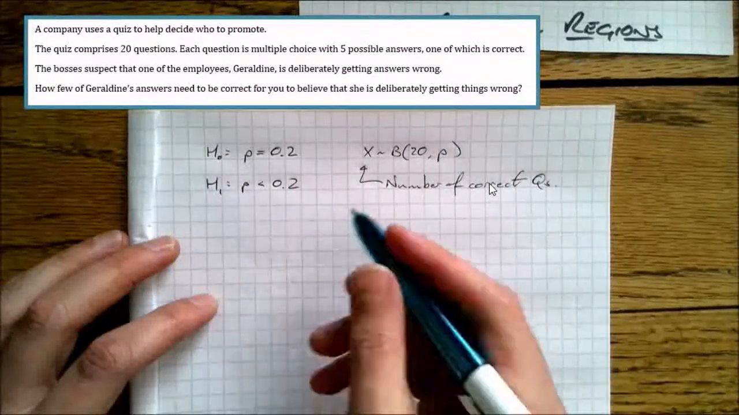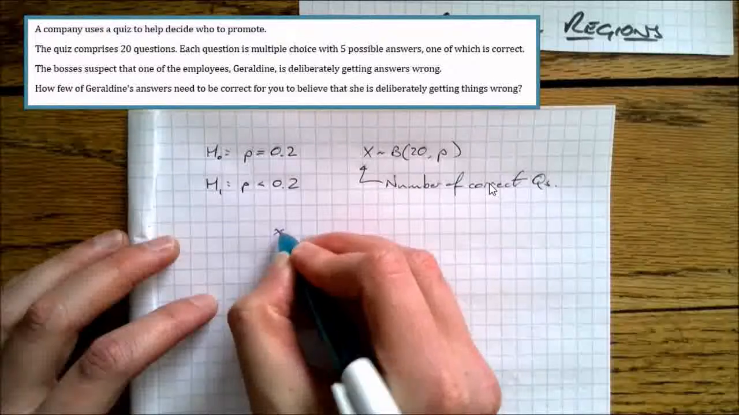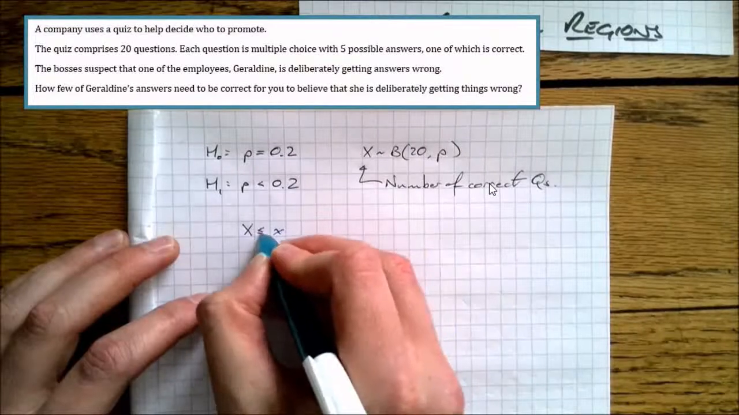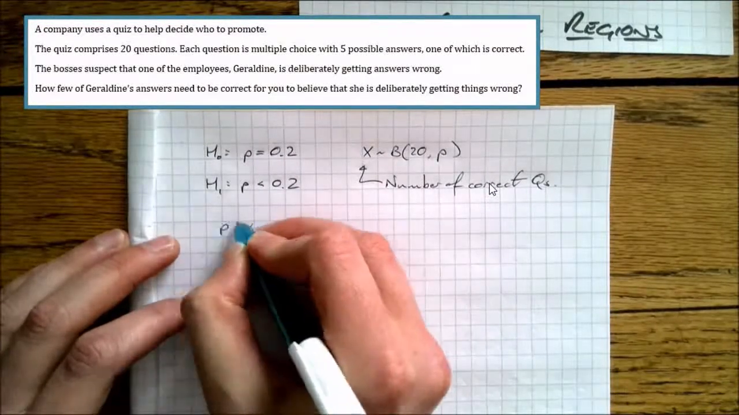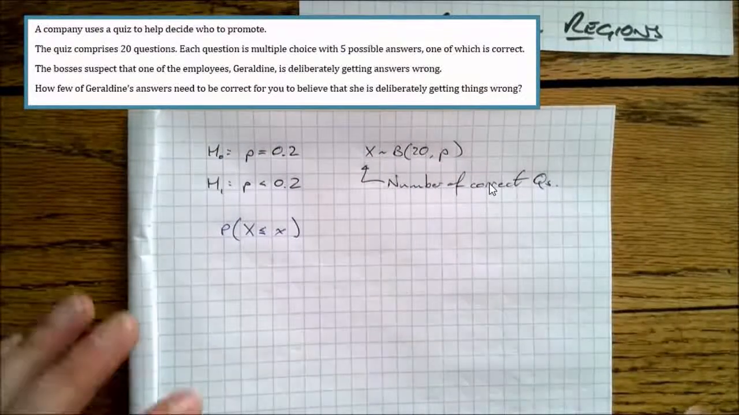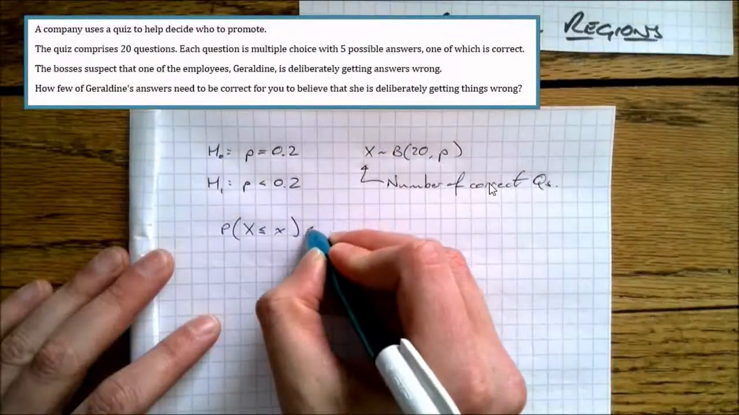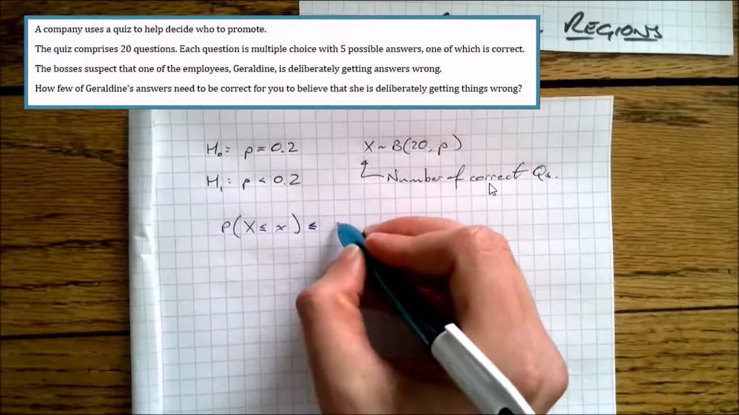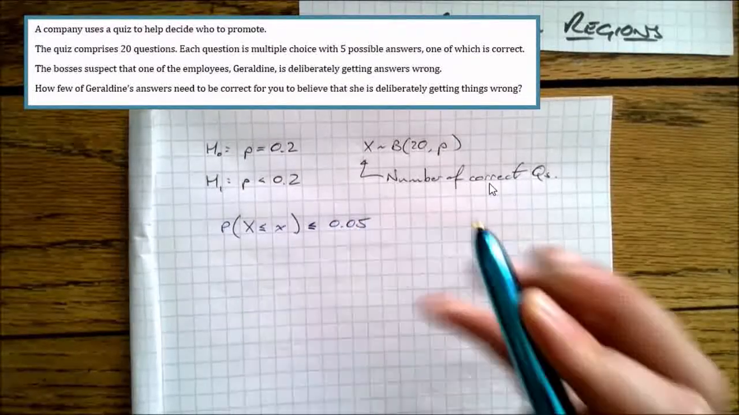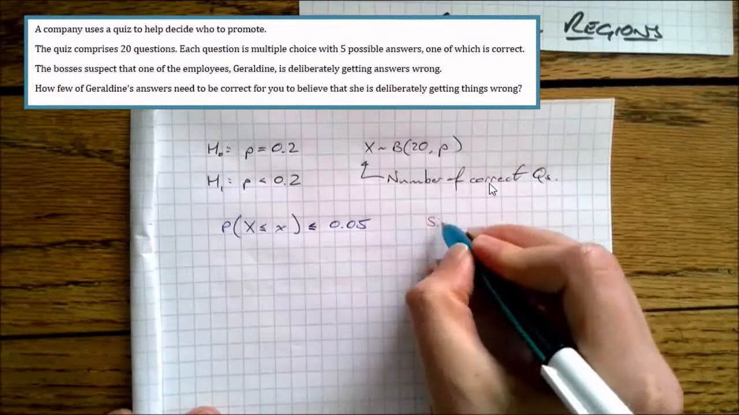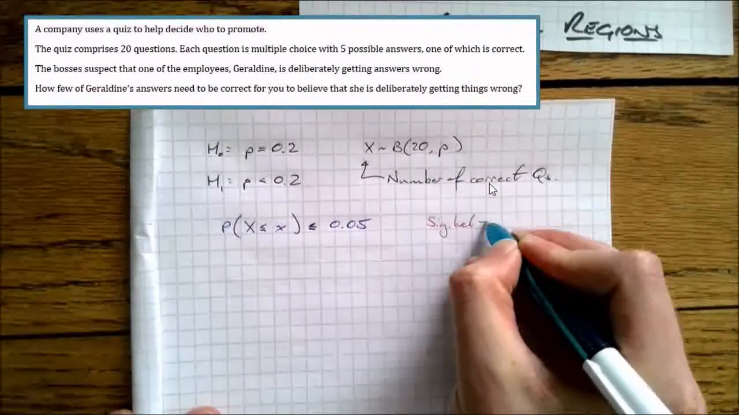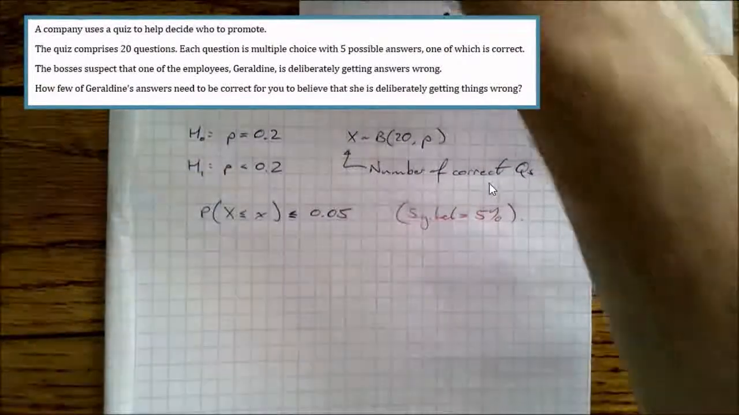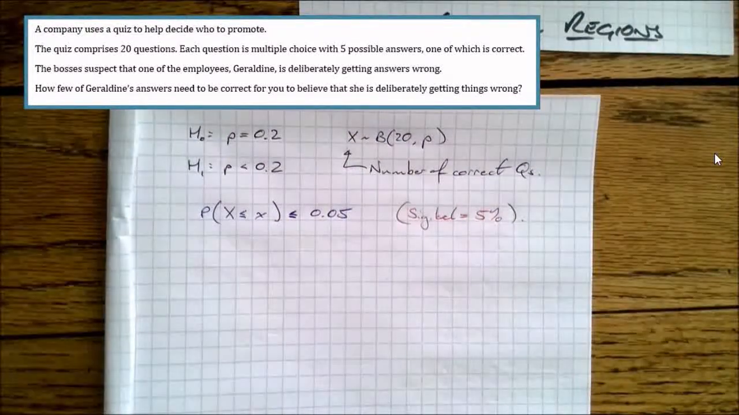Let's write down what we want. We want a value of little x such that our random variable, if it was less than or equal to that, the probability is so small that we'll believe that Geraldine is deliberately getting things wrong. Let's choose a significance level. Let's use 5% again. That's a common one. So the significance level is 5%. All right. Hopefully, if you'd had a go yourself, then you've written down something like that.